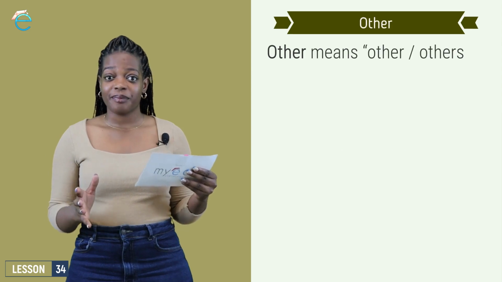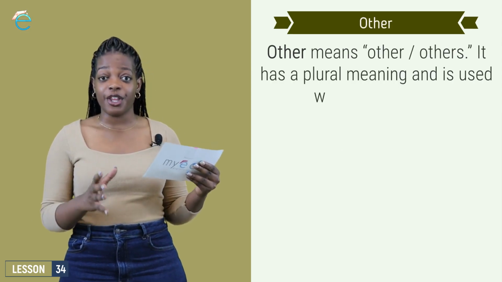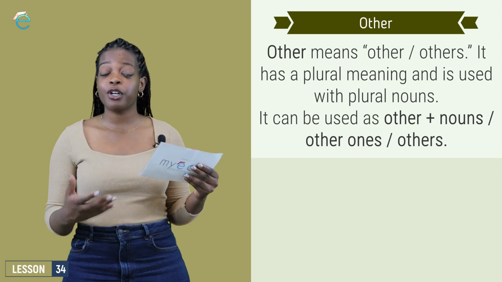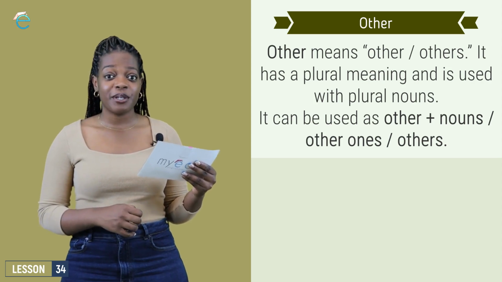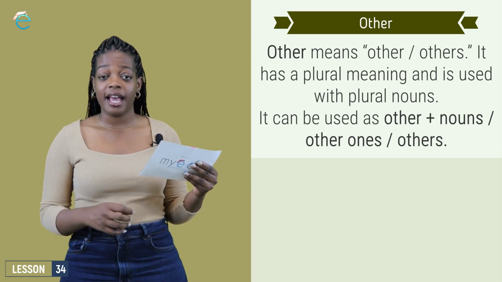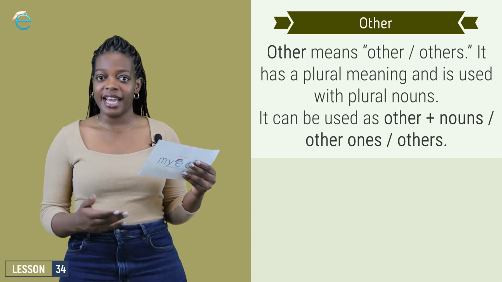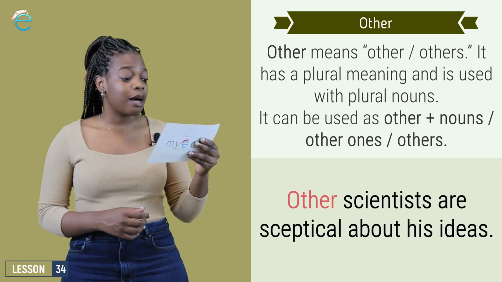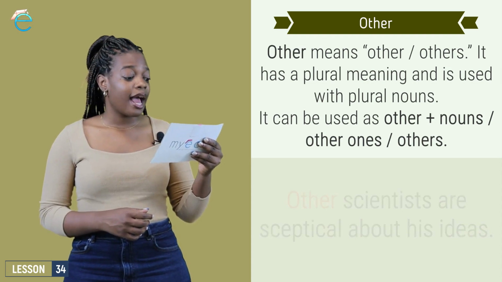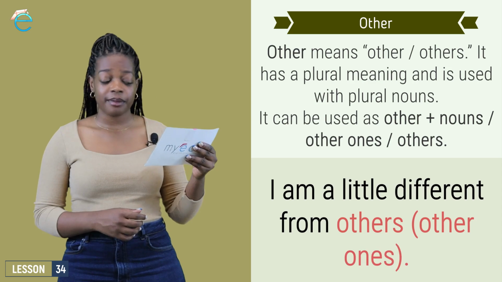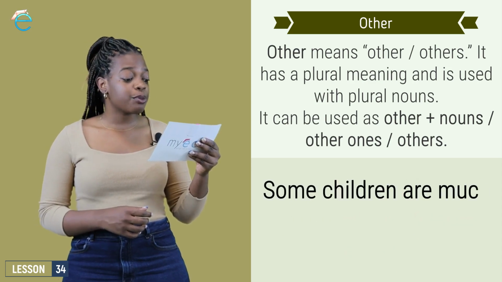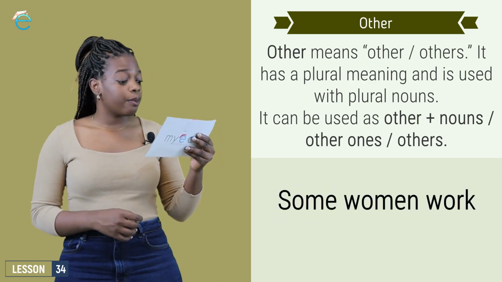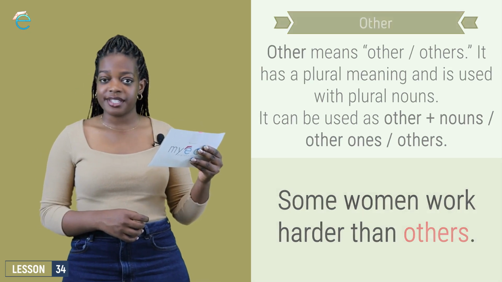Next we have other. Other has the same meaning as others or other ones. And it has a plural meaning because we use it in plural sentence structures. It can be used as other plus nouns, other ones, or others with an S. For example, other scientists are skeptical about his ideas. I am a little different from others. Some children are much more aggressive than others. And the last example, some women work harder than others.